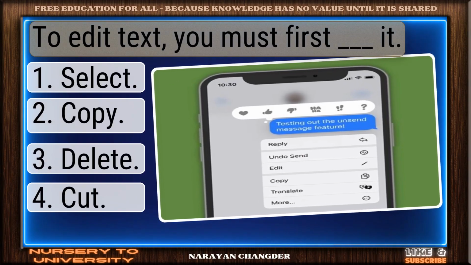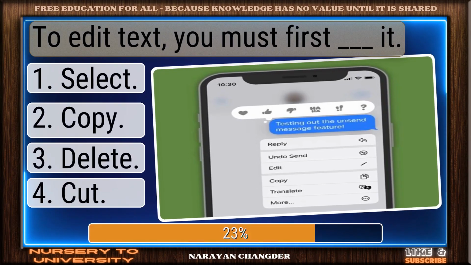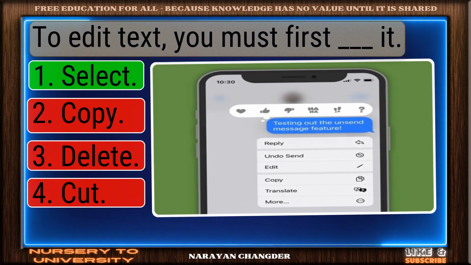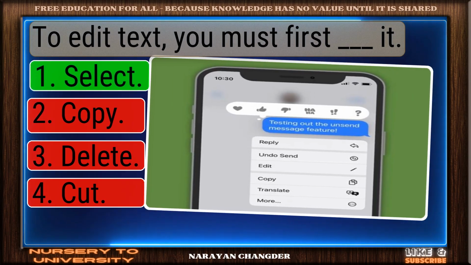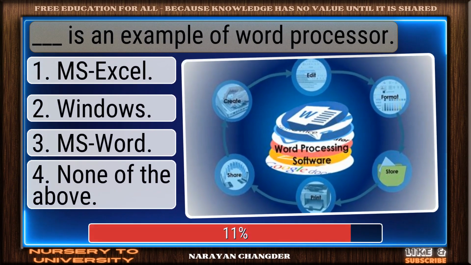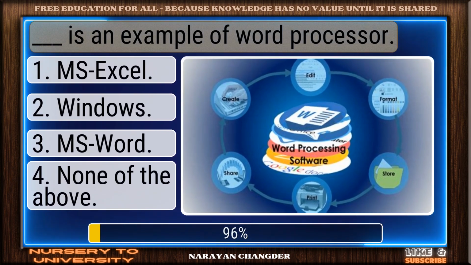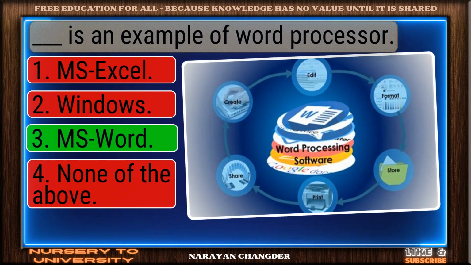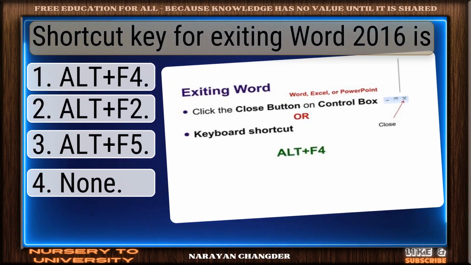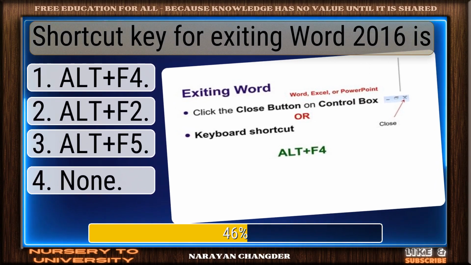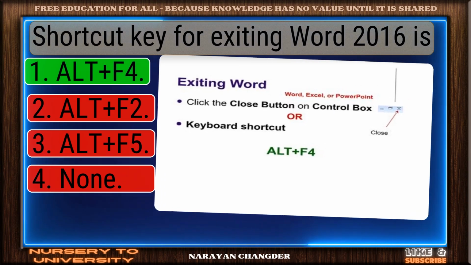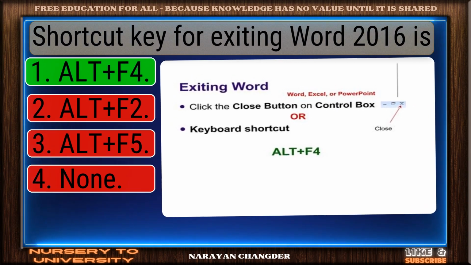To edit text, you must first dash it. Good job. Your answer select works well here. Dash is an example of word processor. Excellent choice. MS Word is the right answer. Shortcut key for exiting Word 2016 is. Smart pick. Alt plus F4 is the correct choice.